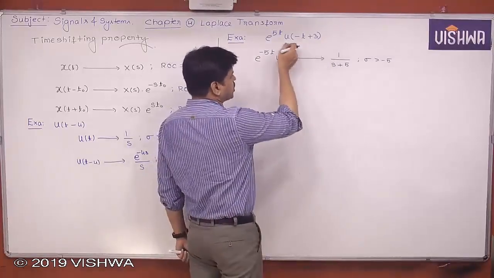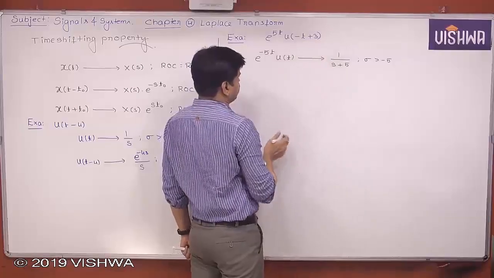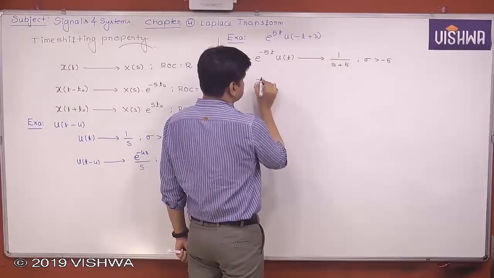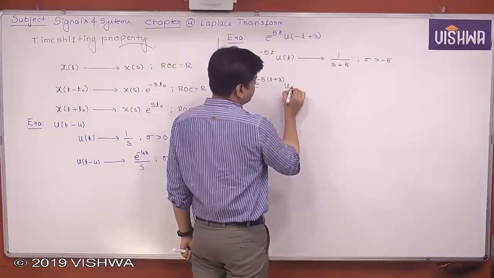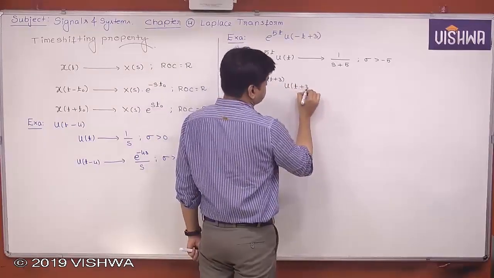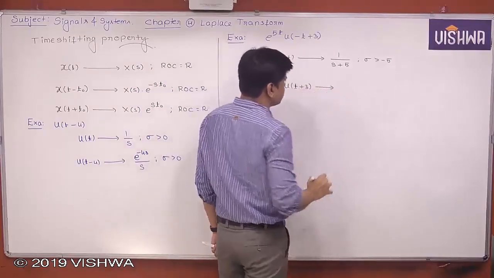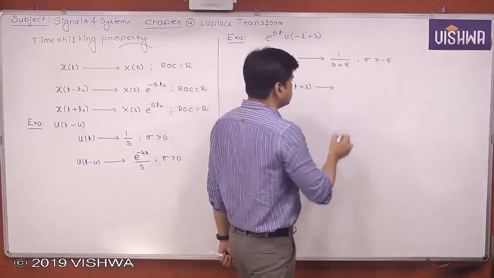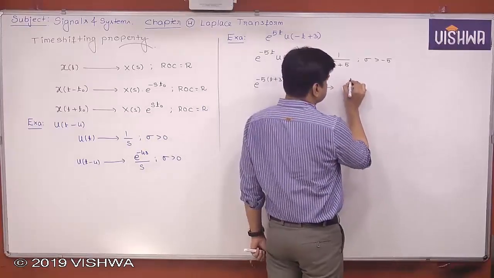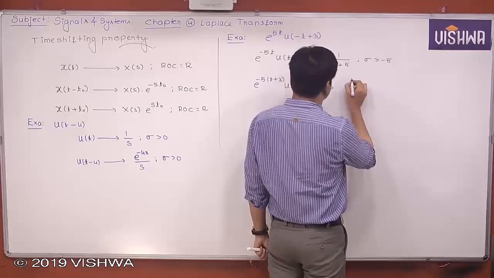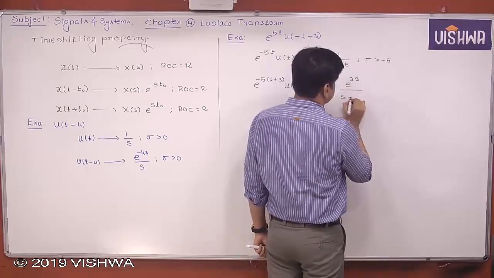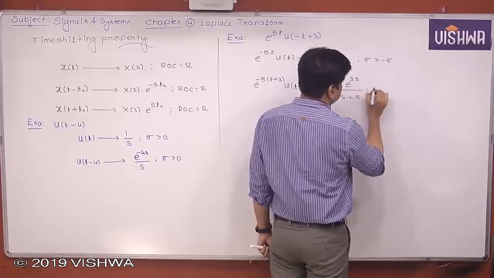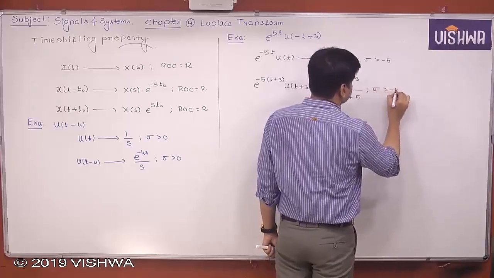So I am going in the natural order. First I am applying the shifting: e^(-5(t+3)) u(t+3). Because of shifting, I can get e^(3s)/(s+5), still sigma greater than -5.